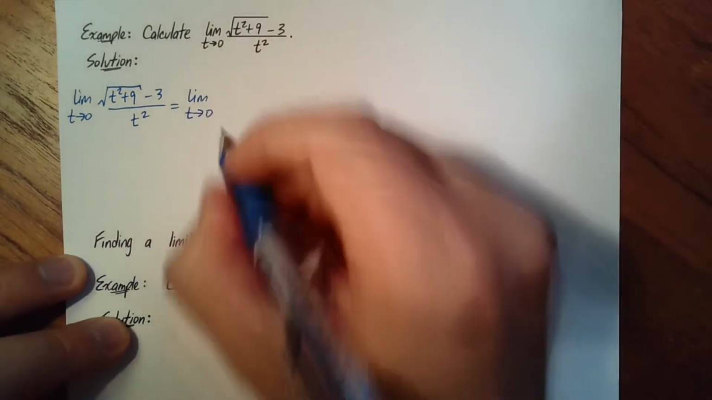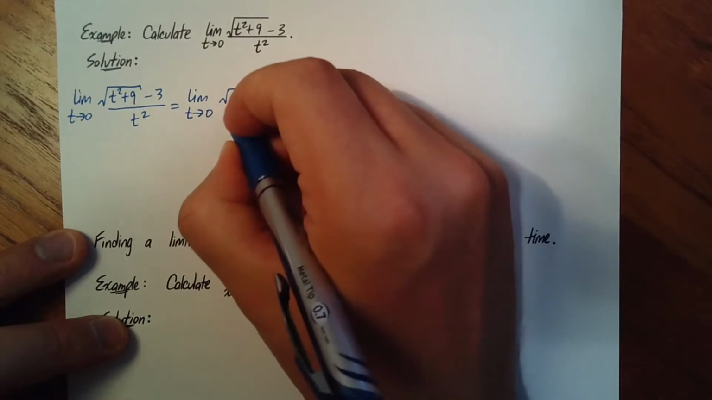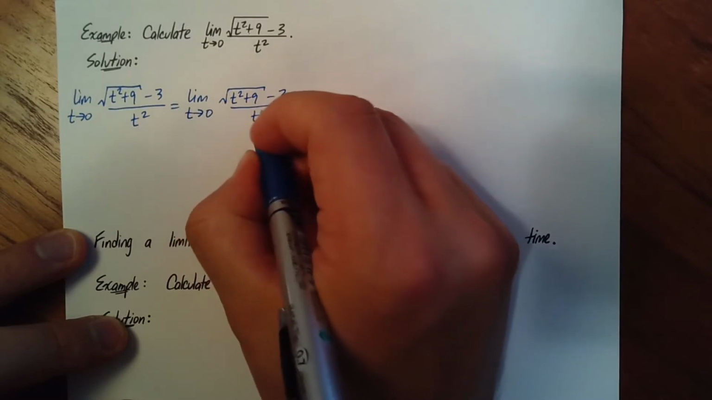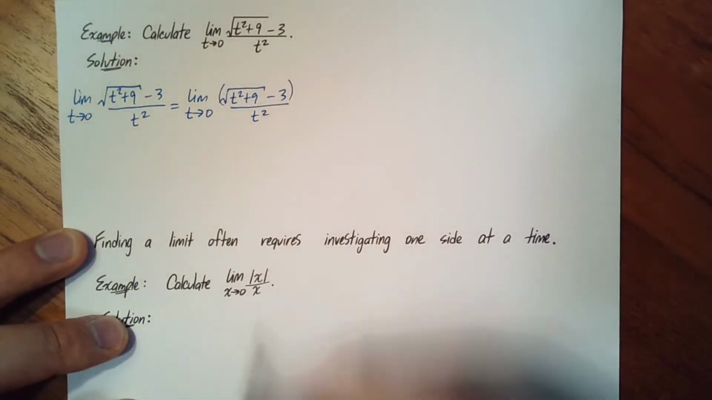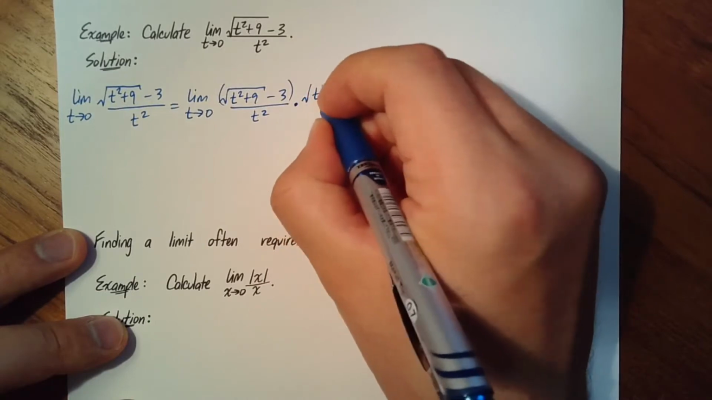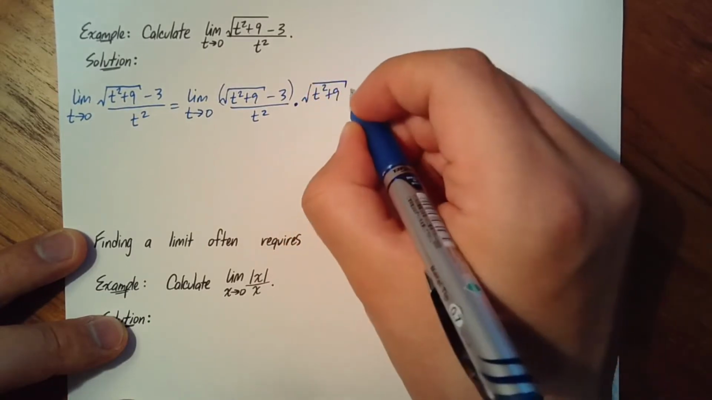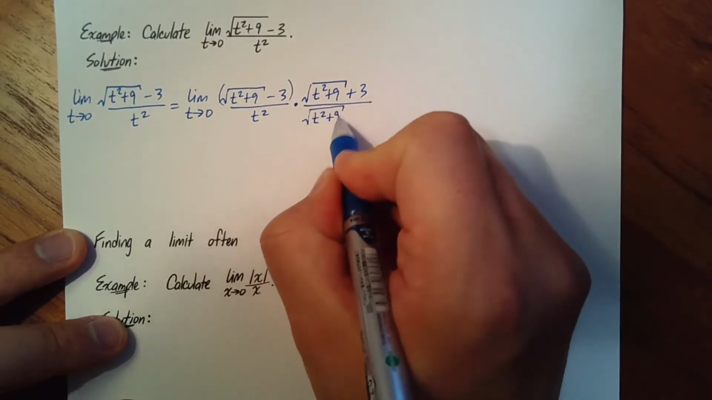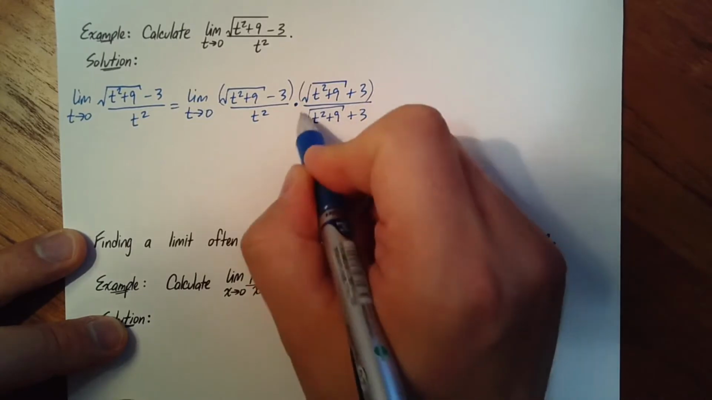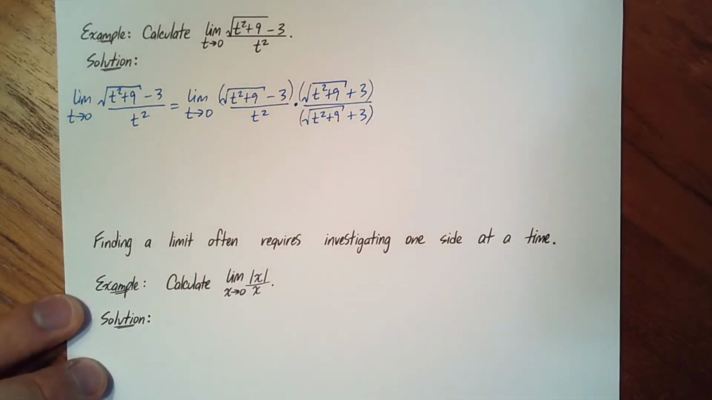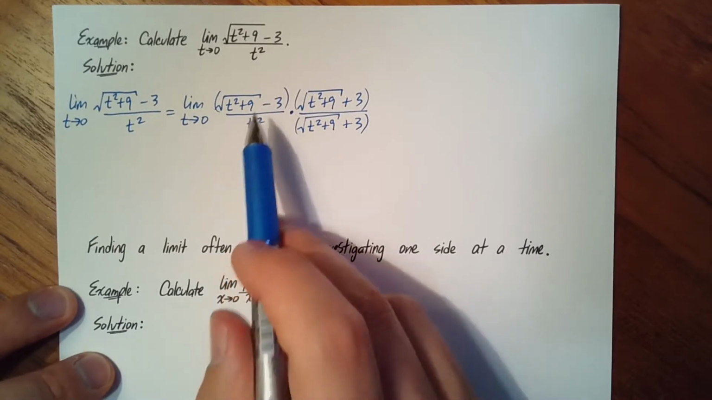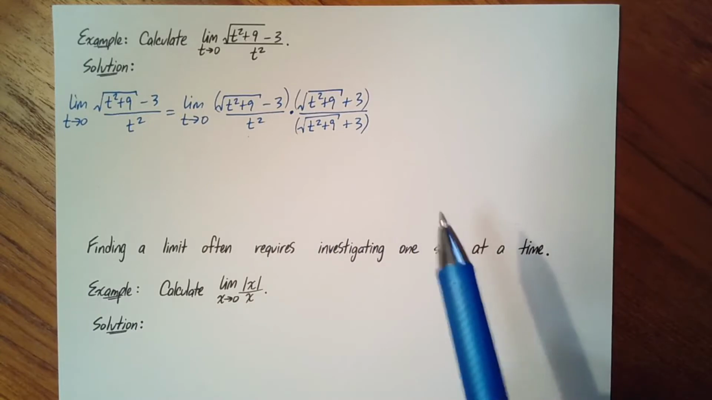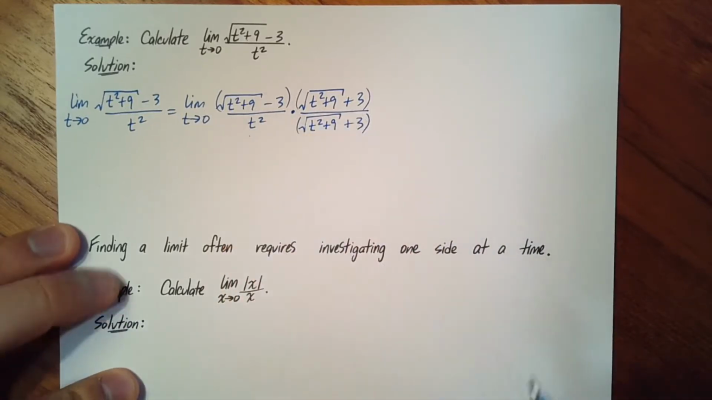So what we'll get is the following: root t squared plus 9 minus 3 all over t squared. This is just the original fraction that we had. And now we're going to multiply by root t squared plus 9 plus 3 on the numerator and denominator. Okay, so that's what we get. Now, what's going to happen if we actually perform that multiplication? Remember, you multiply the numerators to get the numerator of the result, and multiply the denominators to get the denominator of the result. And really what we're doing is setting up a difference of squares.